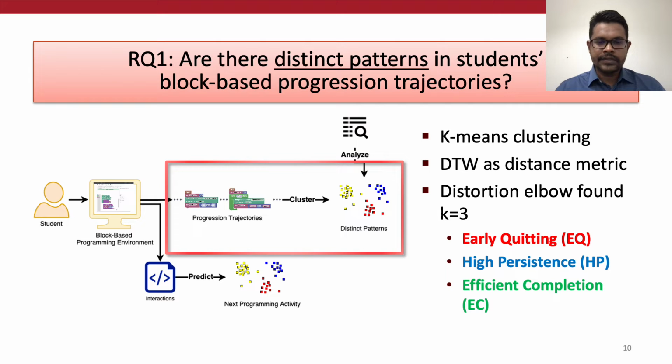To answer our first research question, we clustered the progression trajectories using k-means clustering. We have used dynamic time warping as our distance metric and distortion elbow for selecting the number of clusters. We have found 3 distinct clusters, namely early quitting or the EQ cluster, high persistence or the HP cluster, and efficient completion or the EC cluster.